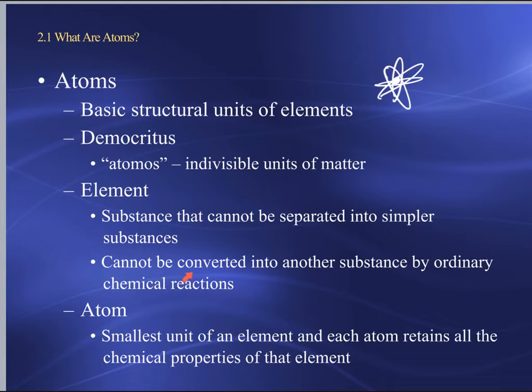Okay, so as it says right here, elements cannot be converted into another substance by ordinary chemical reactions. Okay, we can't go converting oxygen into nitrogen. We have to do some pretty extraordinary things to do that. So an atom is the smallest unit of an element, and each atom retains all the chemical properties of that element. So we're going to see here that if something has 8 protons, which we'll abbreviate like that, it's going to behave like oxygen. And if you change the number of protons, it's no longer oxygen, it's something else. So it retains all the properties of oxygen so long as it's got 8 protons, or 7 protons if it's nitrogen, and stays that way.